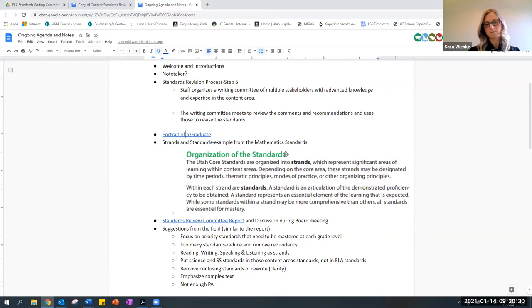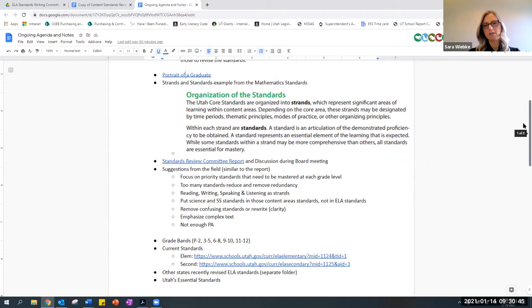I think the really important piece for me is this last little phrase here: all standards are essential for mastery. That's the thing we really want to keep in mind when we're thinking about which standards we want to have in each grade. These are the minimum, most basic things that need to be mastered, rather than trying to do all of the things. Often we find teachers are unable to really enable students to master all of those standards because we have so many.